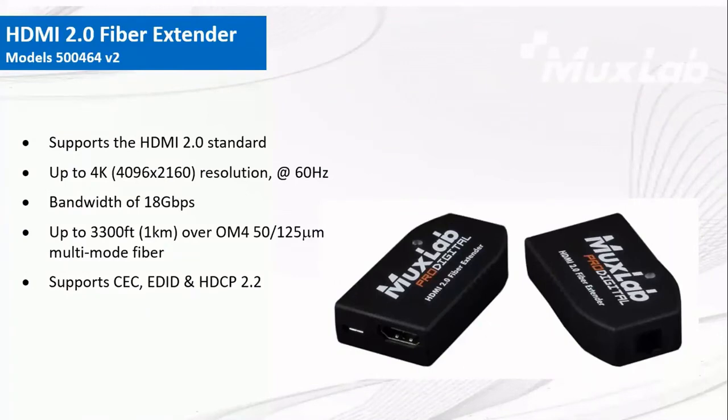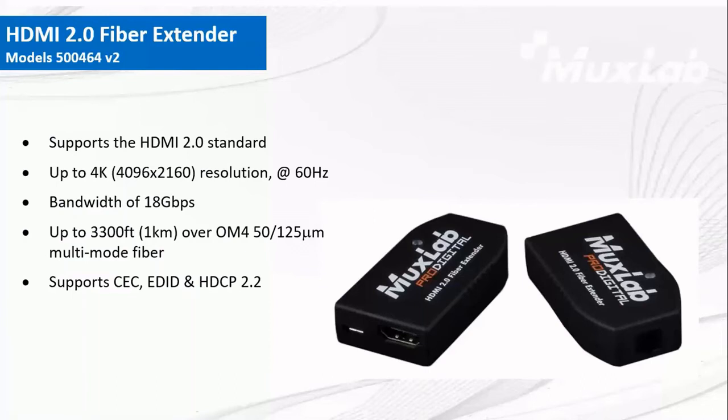We have come up with a version 2 of an existing product. We had a product, part number was 50464. We now have a version 2 of that. What we've done is we've added a lot more distance capability to the product. It actually goes 10 times further than the previous model. The previous model was able to go up to 100 meters. This one can go up to 1 kilometer in distance, or 3,300 feet, using multi-mode fiber as the link between the transmitting device and the receiving device.